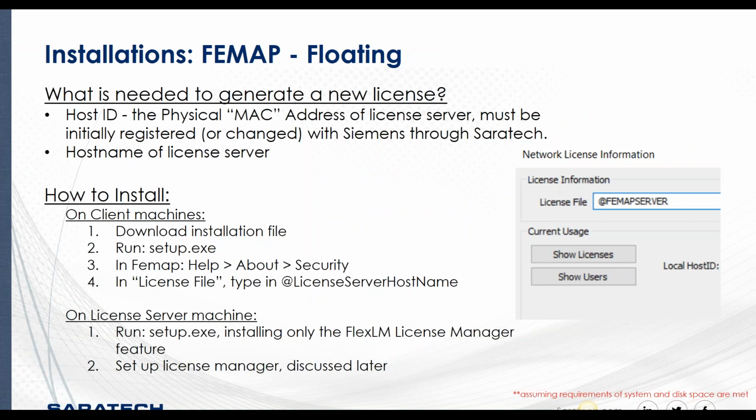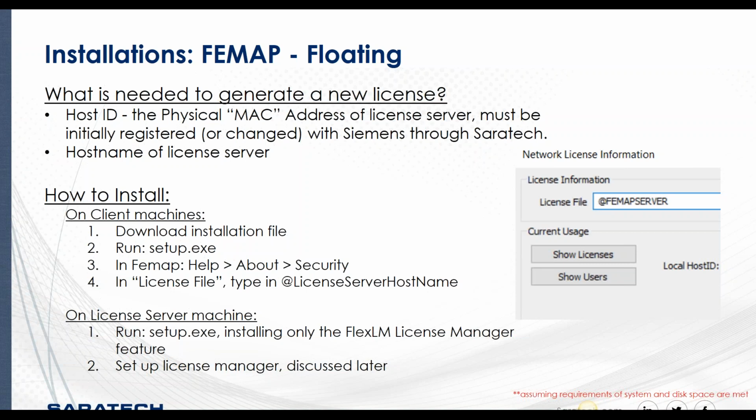For FEMAP floating, you'll need the following: the host ID, also known as a 12-digit physical MAC address of the licensed server. And this also needs to be registered through Siemens, through Saratech, and then we'll send it along to Siemens. And the second thing you'll need to know is the host name of the licensed server.